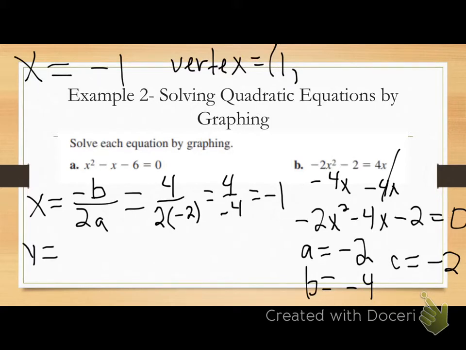Oh, sorry. That's negative 1. Thank you. So I'm just plugging my x value, negative 1, into my original function. Negative 2 times negative 1 squared minus 4 times negative 1 minus 2.